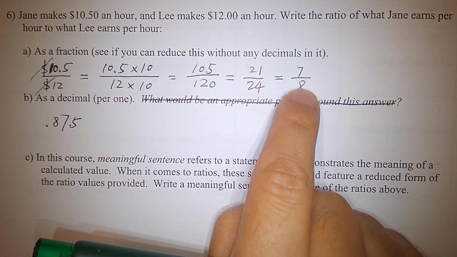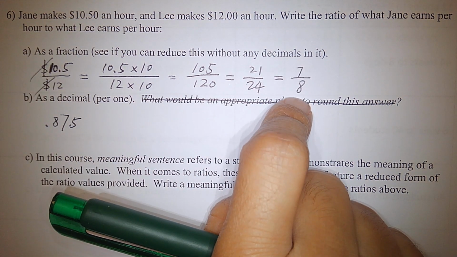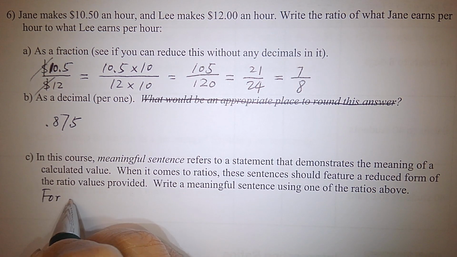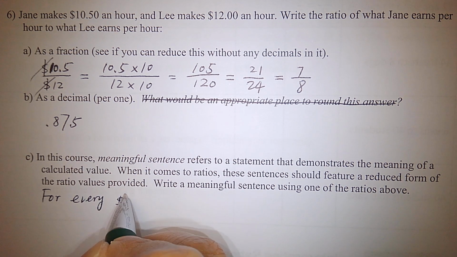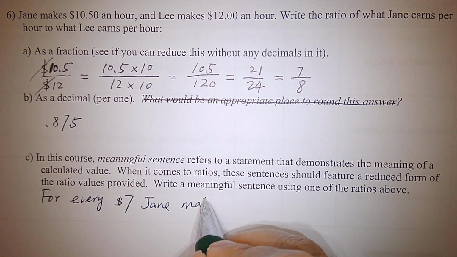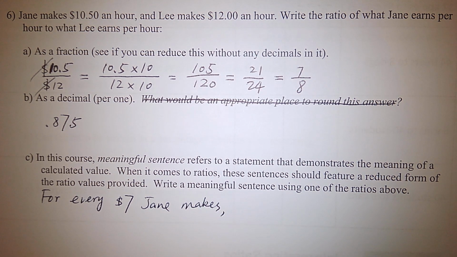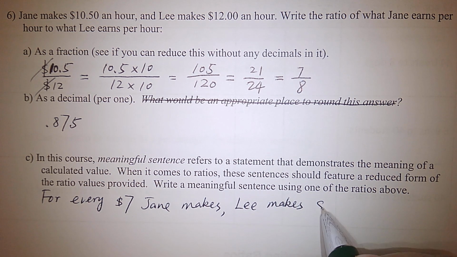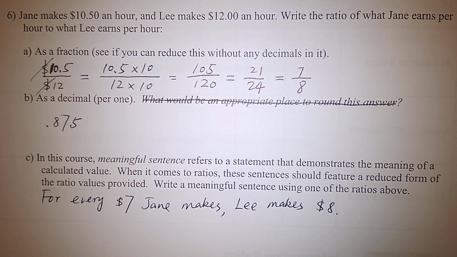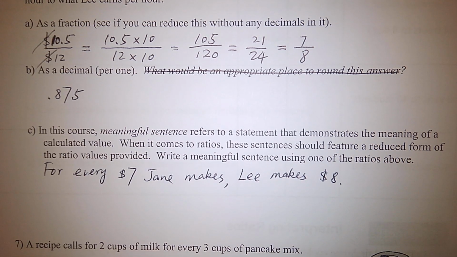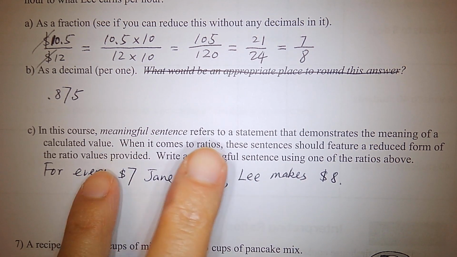Because the ratio is 7/8, we can write the meaningful sentence as what? For every $7 that Jane makes, how much does Lee make? Lee makes what? $8. So this is one way. For every $7 that Jane makes, Lee makes $8. This is a comparison, right? This is the ratio, right?